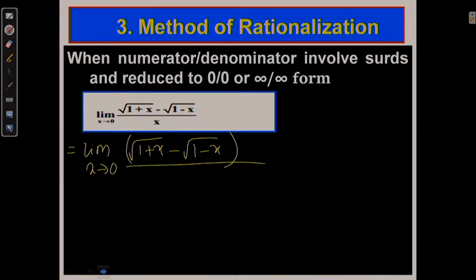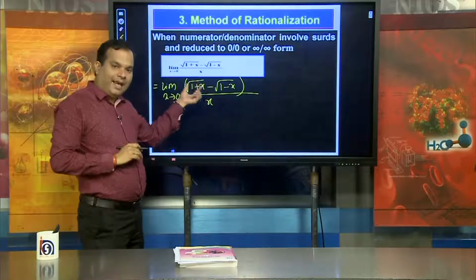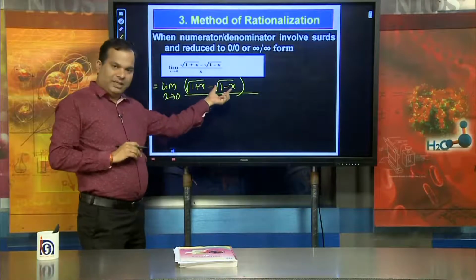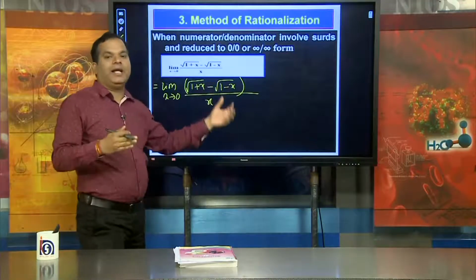So this is the numerator, it was in the denominator. So what will you do? That is a minus b. Suppose this is a, this is b. I can write a minus b. In order to rationalize, we have to multiply by a plus b.